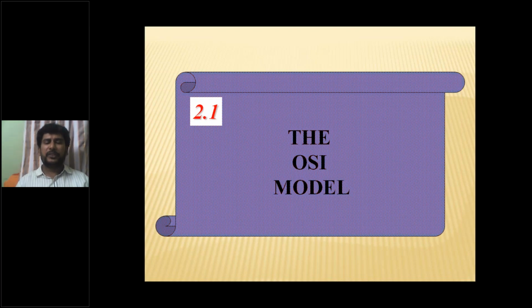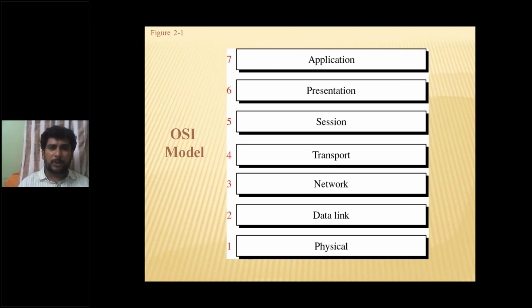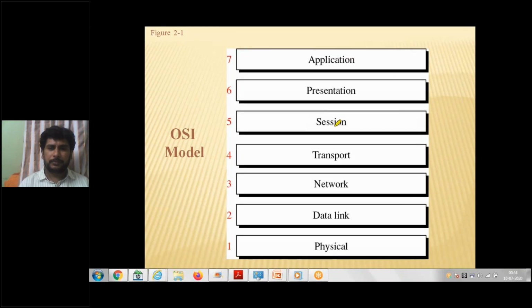Right. The OSI model. So, as we said in the beginning class, OSI stands for Open System Interconnection, which actually means it tries to connect the different systems irrespective of their models. Okay, so the OSI model is a layered architecture model consisting of 7 layers with its topmost layer as the application layer, followed by presentation, then session, then transport, then network, and next data link, and finally the physical layer.